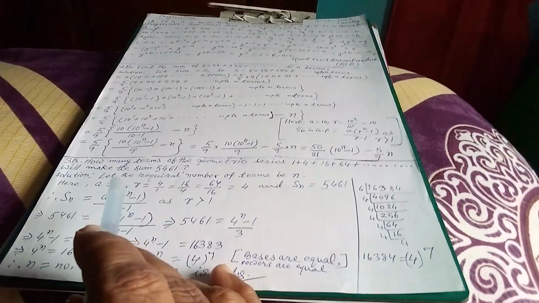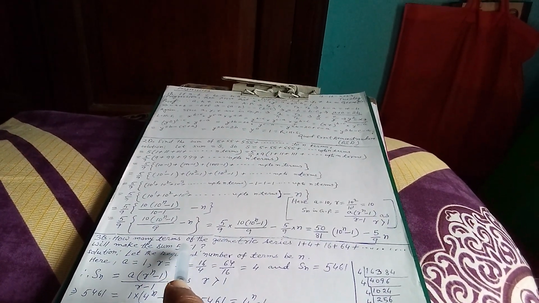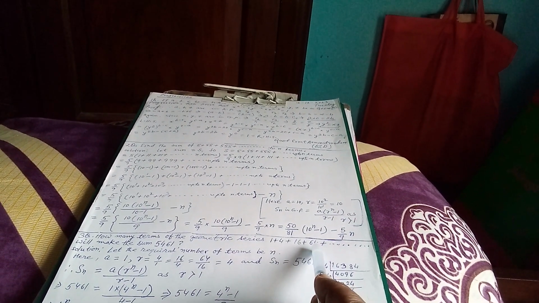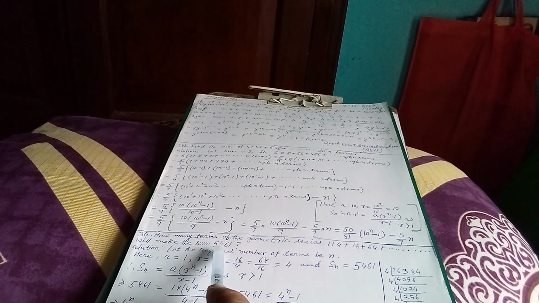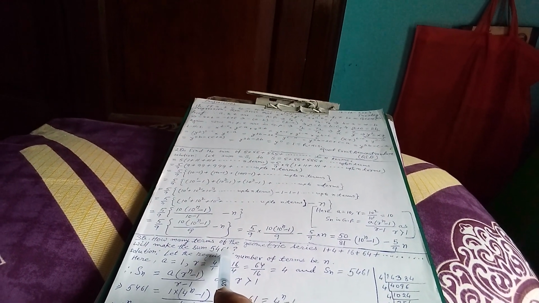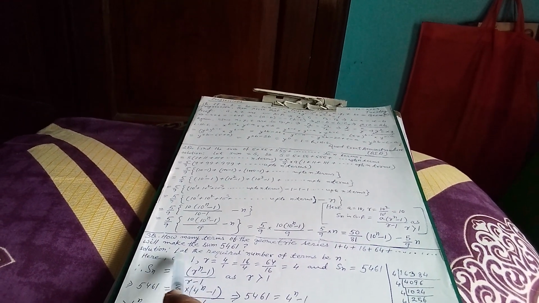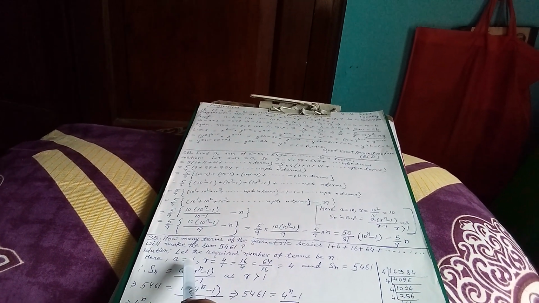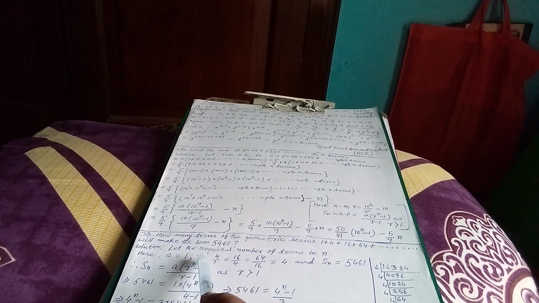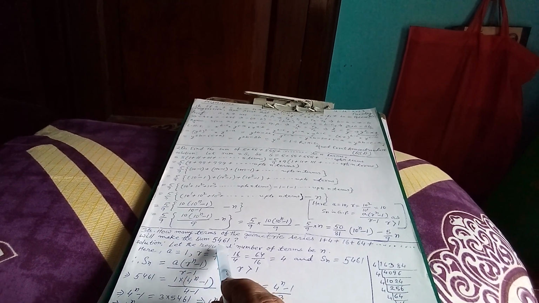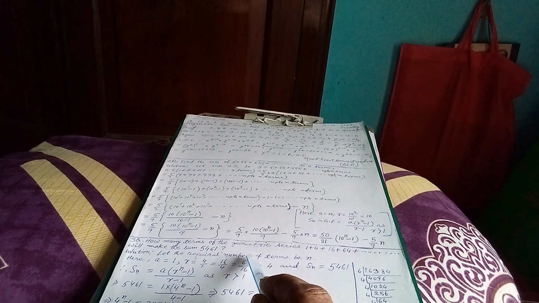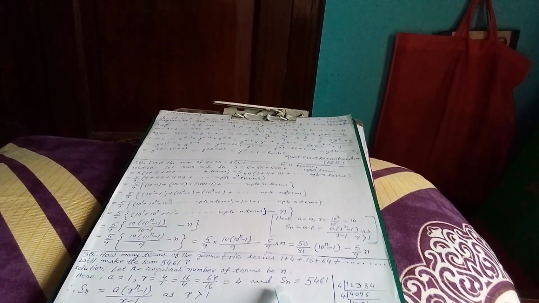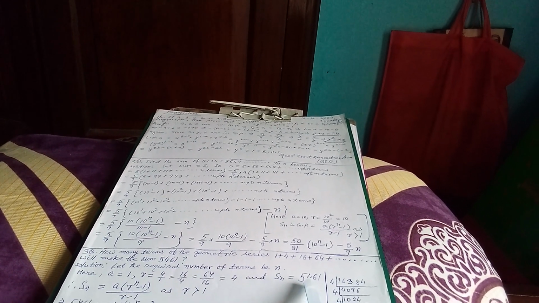Now, third question is, how many terms of the geometric series 1 plus 4 plus 16 plus 64 and so on will make the sum 5461? The solution is, let the required number of terms be n. So here you find the first term a equals to 1. Common ratio equals to second term by first term, that is 4 by 1 equals to 16 by 4 equals to 64 by 16 equals to 4, and this is greater than 1. And your sum of terms is 5461.